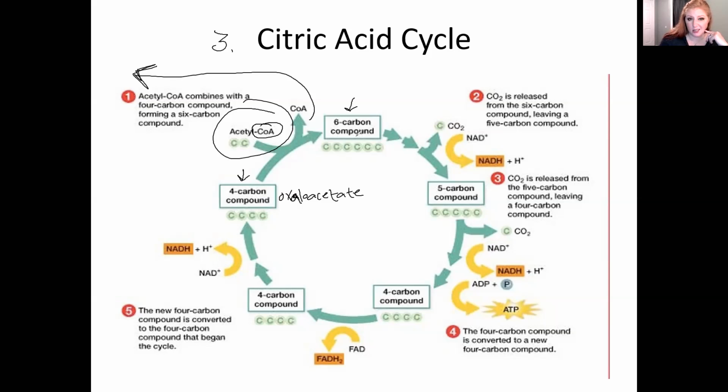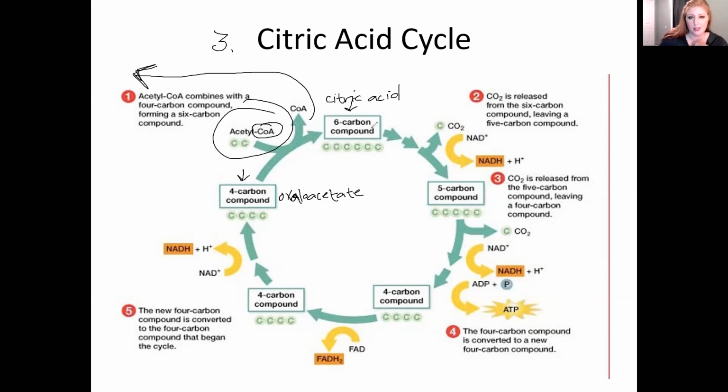Okay, this 6-carbon compound that it forms is not glucose. Glucose had 6, this has 6, but they are not the same. In fact, this compound is citric acid. This is where the cycle gets its name. Okay, acetyl-CoA comes in, drops off the 2 carbons. The CoA goes back to pyruvic acid grooming. The 4-carbon oxaloacetate picks up this 2 carbons that just came in, and it forms a 6-carbon citric acid.